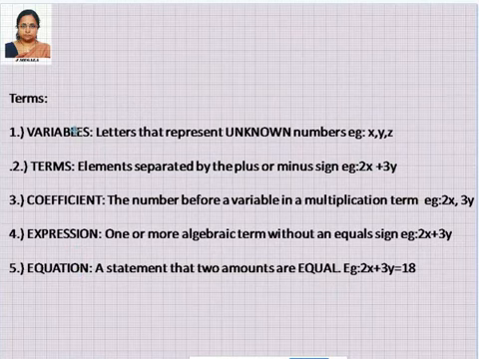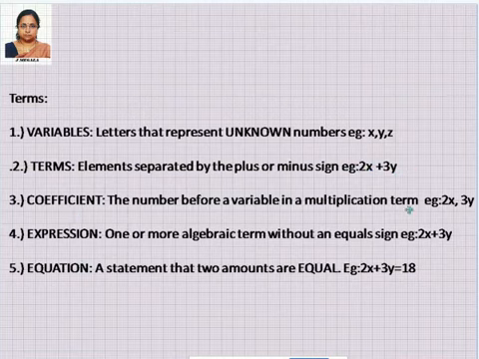So what is a variable? It's an unknown number like x, y, z, which you do not know, and we represent it in terms of alphabets. Terms are the elements separated by plus or minus. In 2x plus 3y, 2x is one term and 3y is another term.